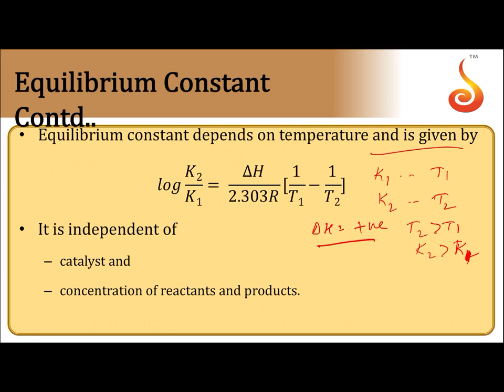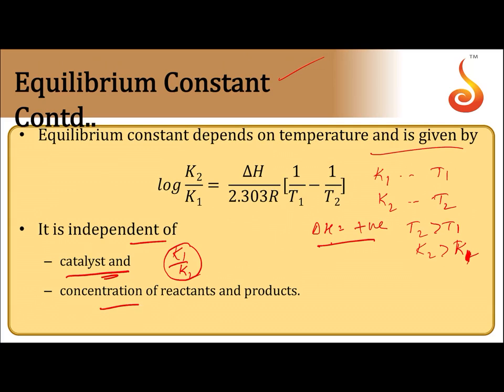So remember, for an endothermic reaction, delta H is positive. At a higher temperature, you are going to get a higher equilibrium constant. Equilibrium constant is independent of catalyst, because a catalyst speeds up both forward as well as backward reactions to equal extent. Hence the ratio of K1 by K2 remains constant.